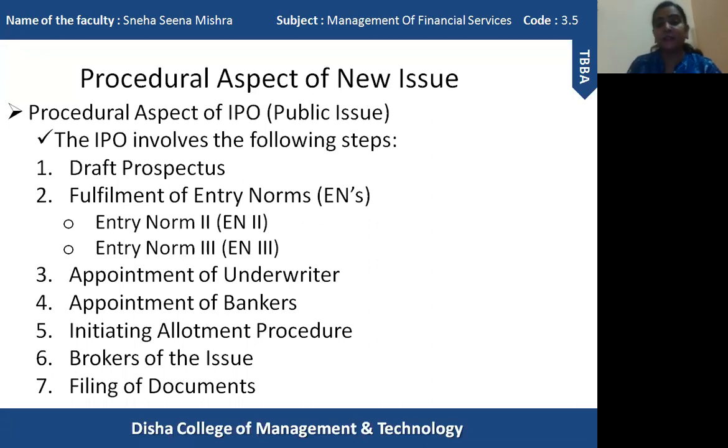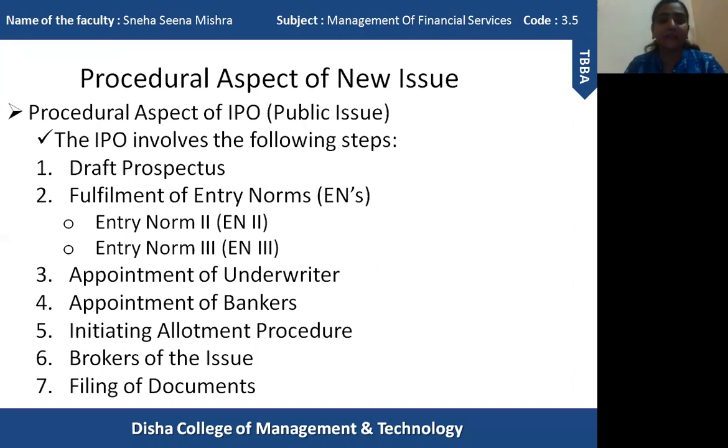The first point here says that the company should have net tangible assets of at least 3 crore in the last 3 years. Tangible means which can be seen and touched, and the total net tangible assets must be worth rupees 3 crore for the last 3 full years. So they must have 3 crores of net tangible assets in the last 3 years. If they do not fulfill this condition, they won't be allowed to go for IPO.